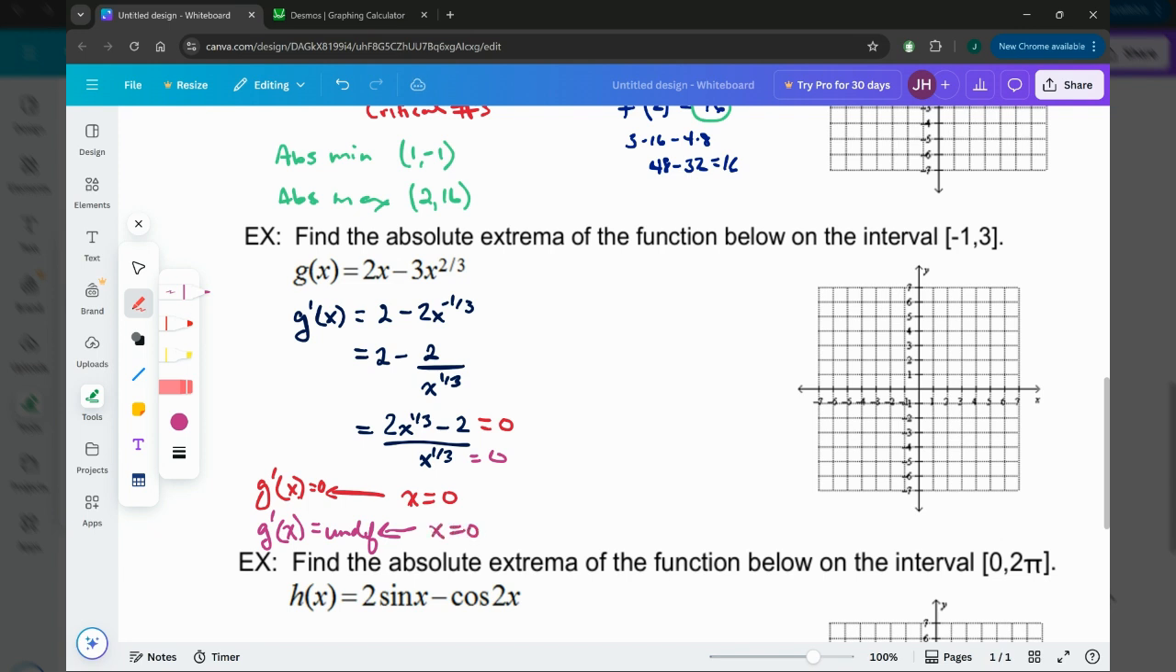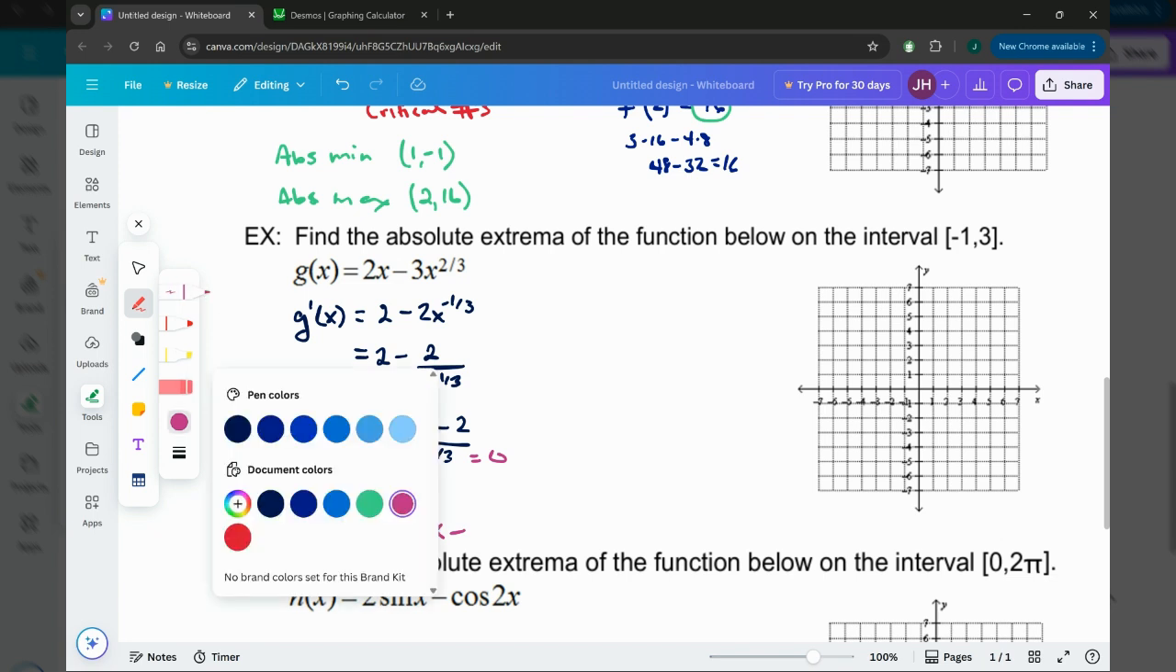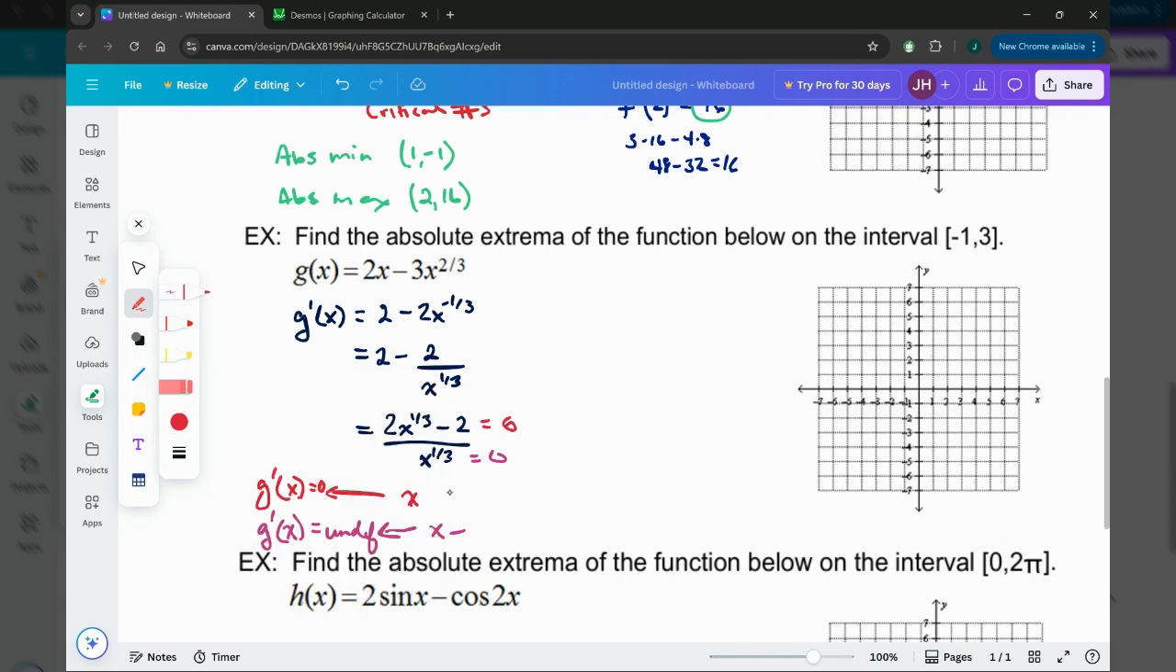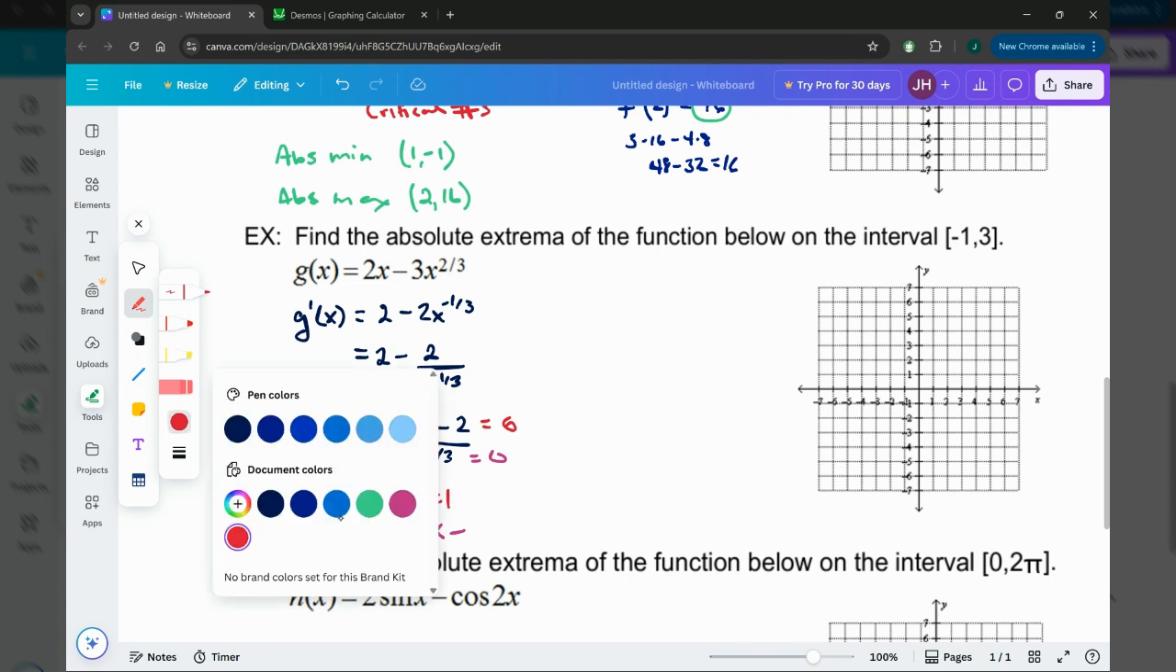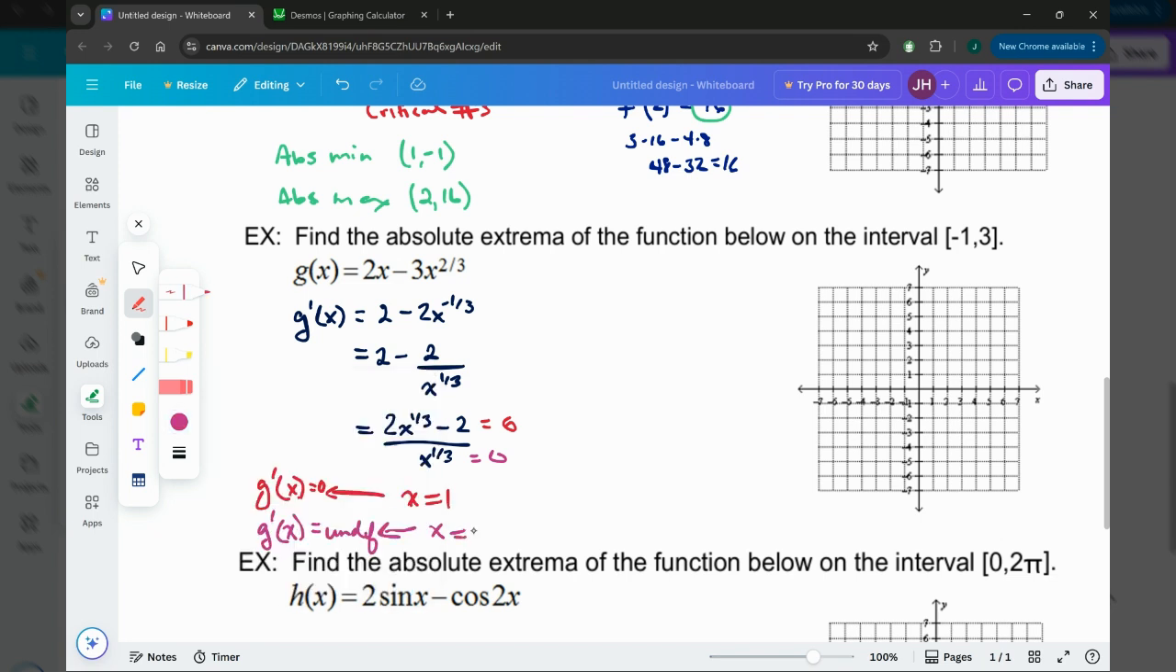And sorry, I apologize, in the red, I should have written x equals 1. When I set the top equal to 0, I get x equals 1. When I set the bottom equal to 0, I get x equals 0. They're both critical numbers. But when you set the top equal to 0, you get a spot where the derivative equals 0. When you set the bottom equal to 0, you get a spot where the derivative is undefined.